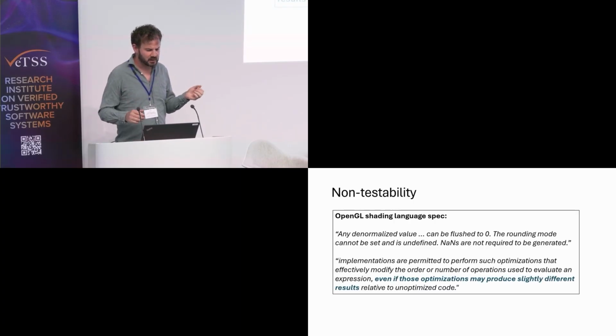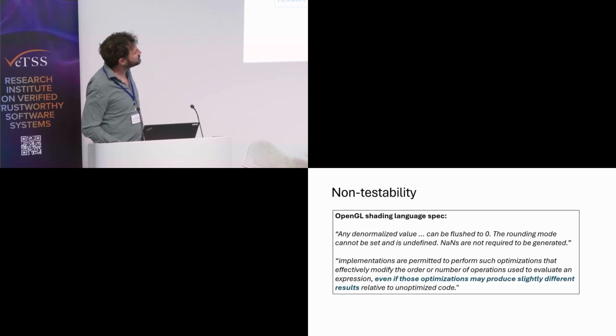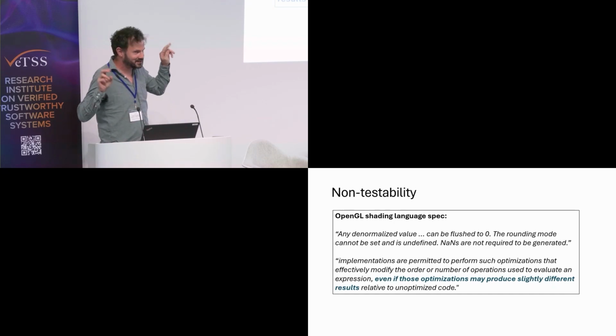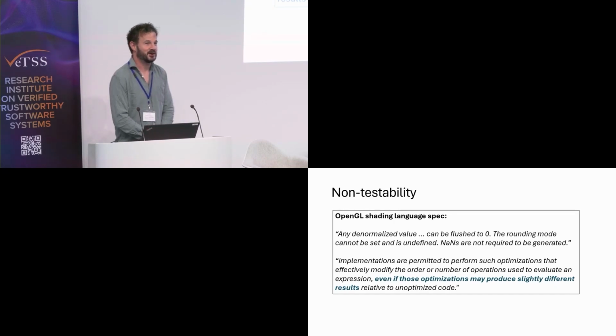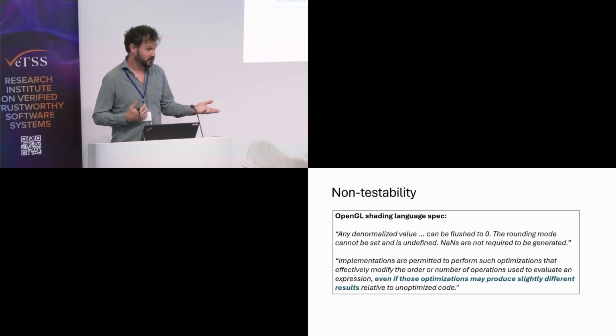However, it gets worse. We have this text: implementations are permitted to perform such optimizations that effectively modify the order or number of operations used to evaluate an expression, and I've highlighted this bit in blue, even if those optimizations may produce slightly different results relative to unoptimized code. So if you're a formal verification person, the words "slightly different" should be making you scream, right? What does slightly different mean? And in particular, what does slightly different in a tight loop that's going to do a million iterations mean? I mean, slightly different in one loop iteration could result in very substantially different over several loop iterations.